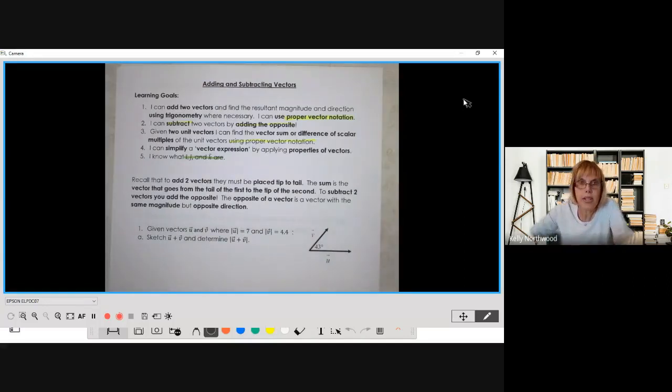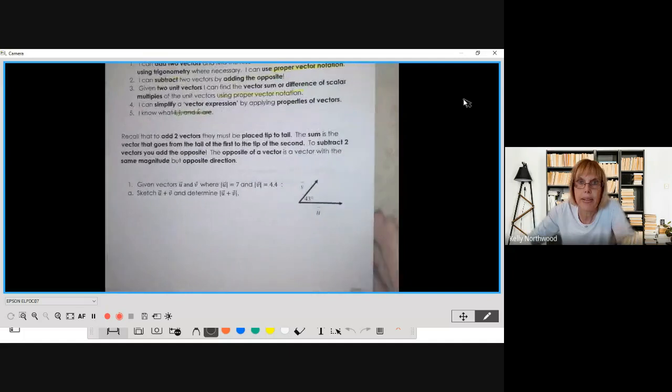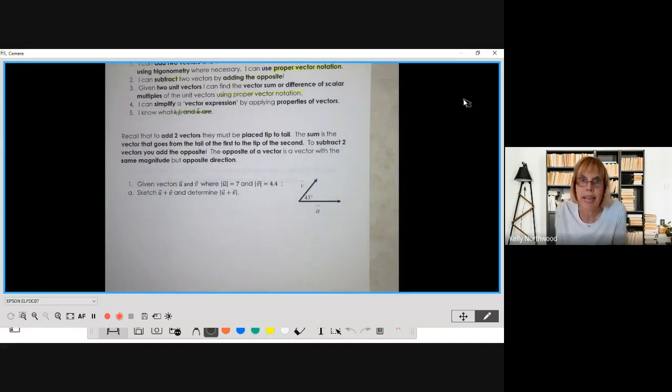Okay, so recall that to add two vectors, you must place them tip to tail. The sum is the vector that goes from the tail of the first one to the tip of the second. And then to subtract two vectors, you add the opposite. The opposite of a vector we defined yesterday to be a vector that has the exact same magnitude or size, but the direction is opposite. So here's our first question. Given vectors u and v, where the magnitude of vector u is 7 and the magnitude of vector v is 4.4, sketch vector u plus v and determine the magnitude of vector u plus v. That's how you would read that question out loud.